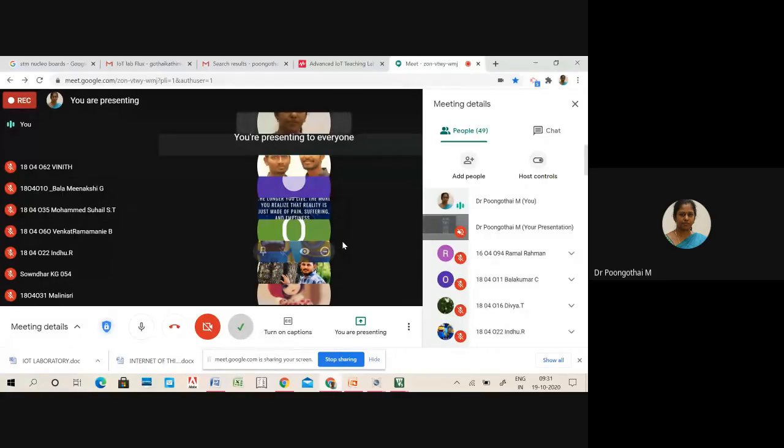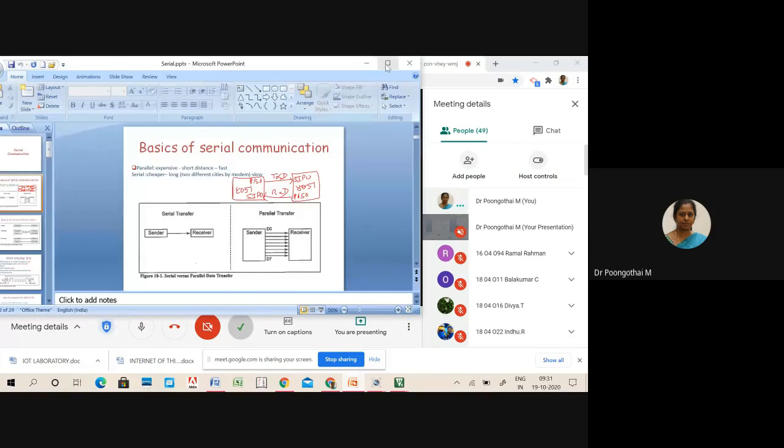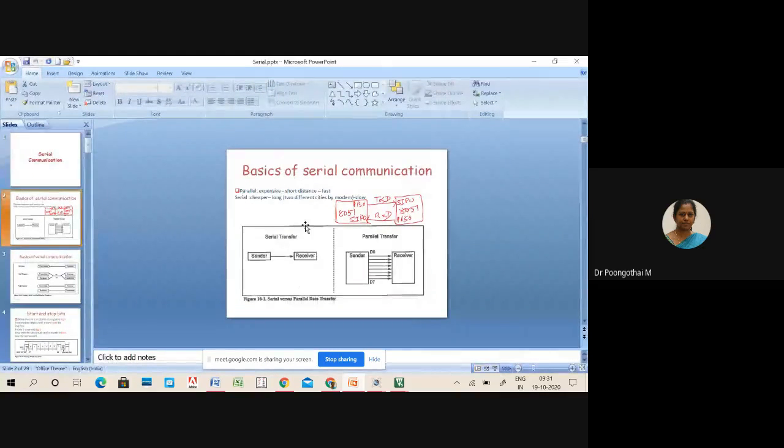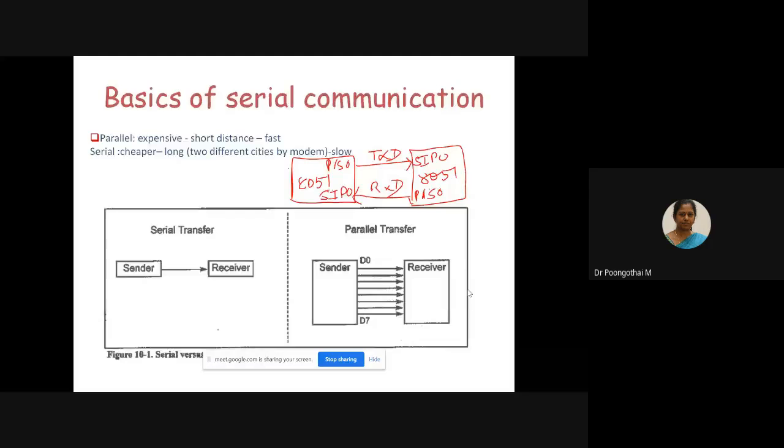So good morning, students. Last class we discussed some of the basics of serial communication. We have two types of data transfer: serial data transfer and parallel data transfer. The fastest way of transmitting data within a microcontroller is parallel data transfer.